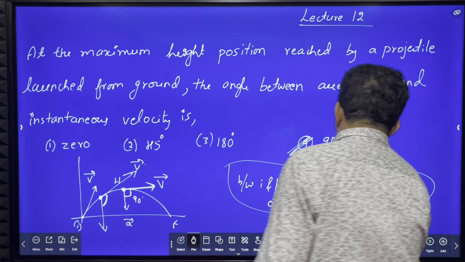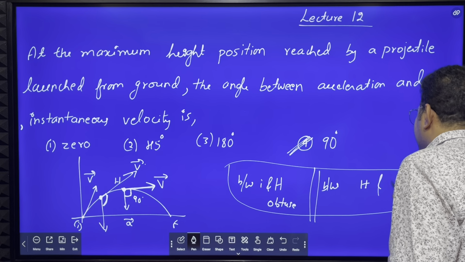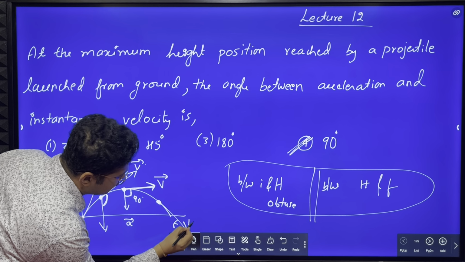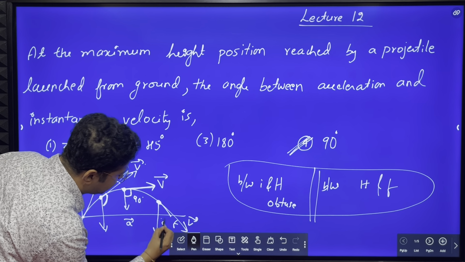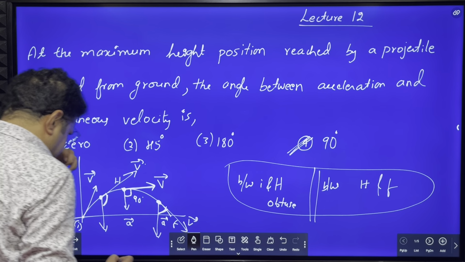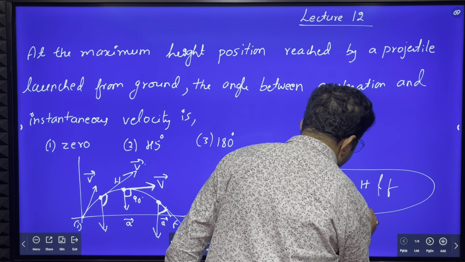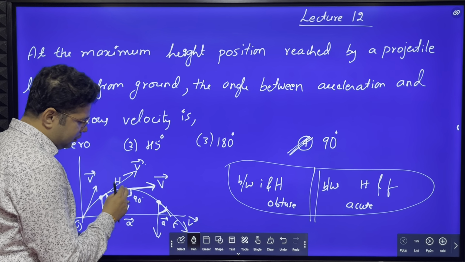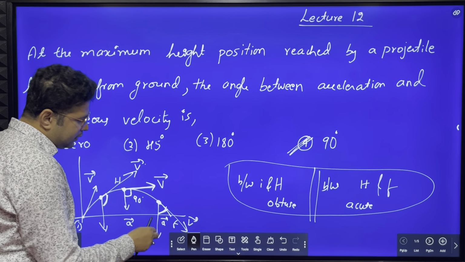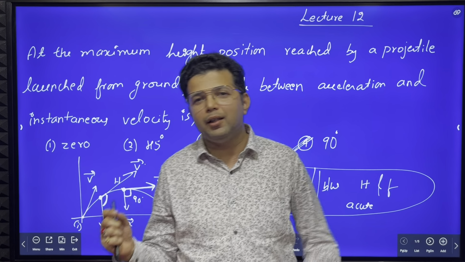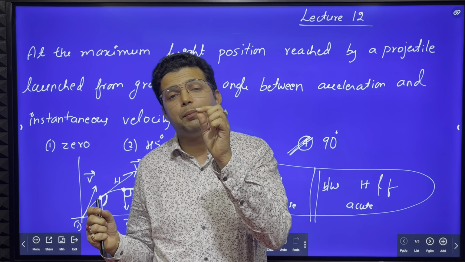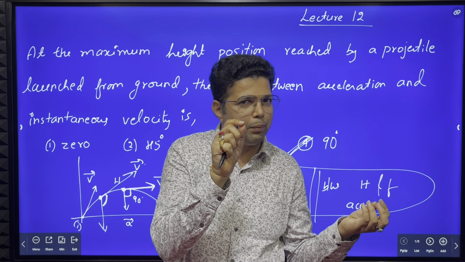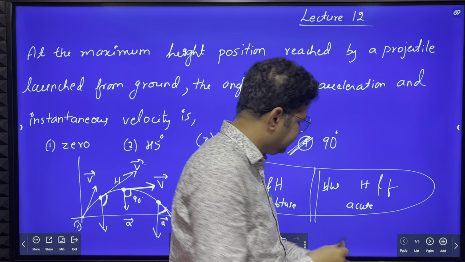Between H and F, say for example, I will consider a point here. This is the direction of velocity. This is the direction of acceleration. So what is the angle between them? The angle between them is acute. From the maximum point to the final position, the angle between velocity and acceleration is acute. Remember, between I and H, the angle between acceleration and velocity is obtuse. At H, it is 90 degrees. Between H and F, the final point, the angle is acute. Okay. Next.